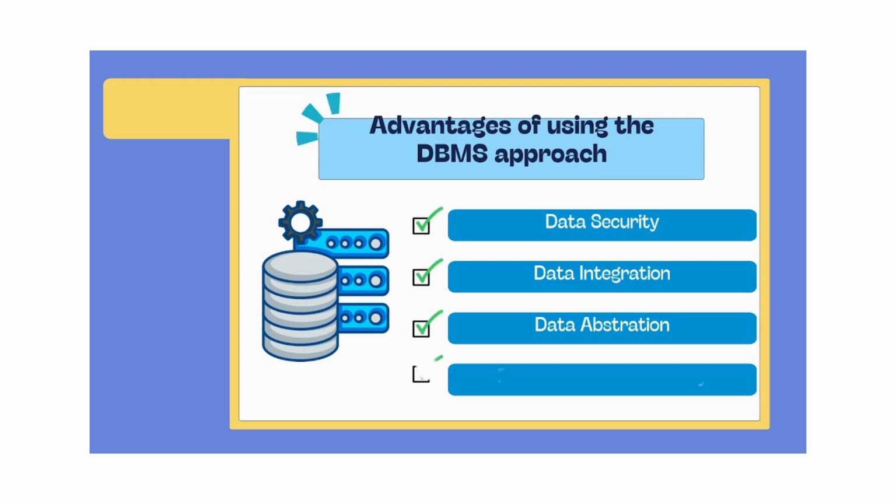The fourth one is reduce data redundancy. To reduce data redundancy, DBMS utilizes normalization, which organizes data into smaller related tables. This minimizes unnecessary duplications and improves data integrity.